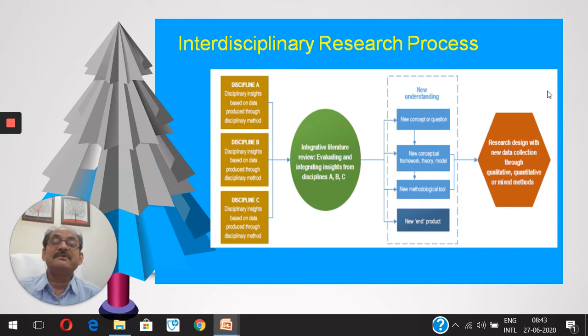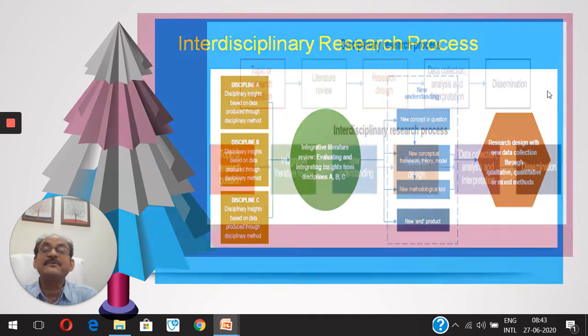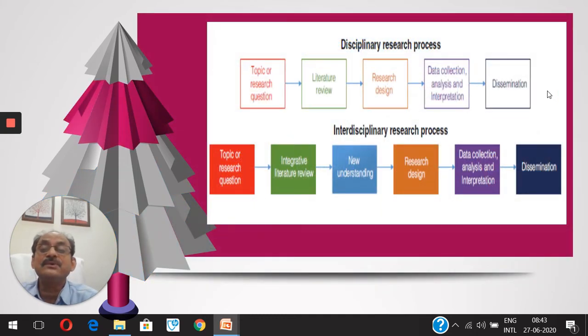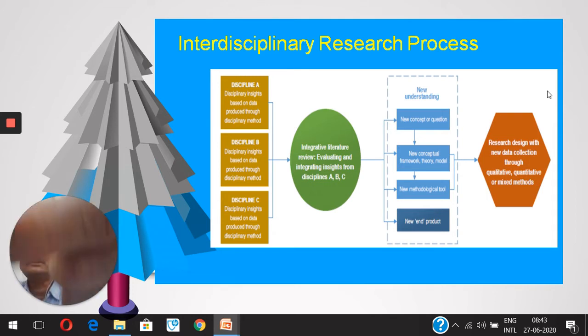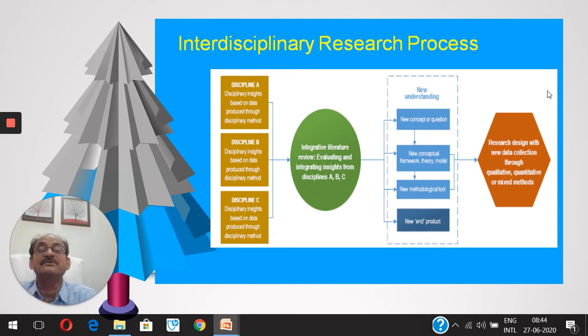These are the three disciplines connected to the integrative literature review that I told you about in the previous slide. If you go to the previous slide, this is the integrative literature review, and it is connected here. So these three different disciplines are connected to the integrative literature review, evaluating and integrating the insights from discipline A, discipline B, and discipline C. Then new understanding comes into the picture.